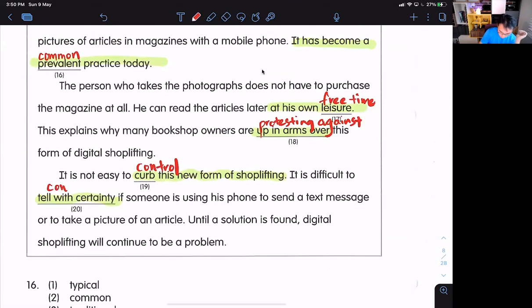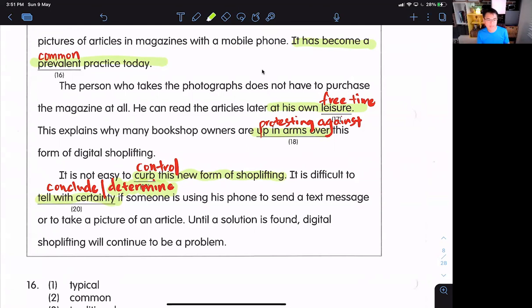So it's difficult to conclude, right? Or it's difficult to determine if someone is using his phone. So in this case, right, I'm trying to find out whether or determine whether the person is sending a text message or taking a picture. And therefore, because of principle of best fit, between the two possible answers, determine is slightly more suitable because I'm trying to determine something, right? Conclude means at the end of the day, right?